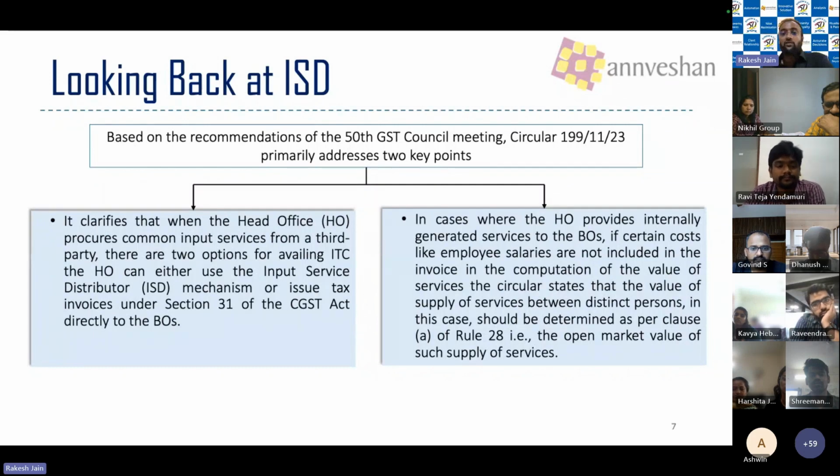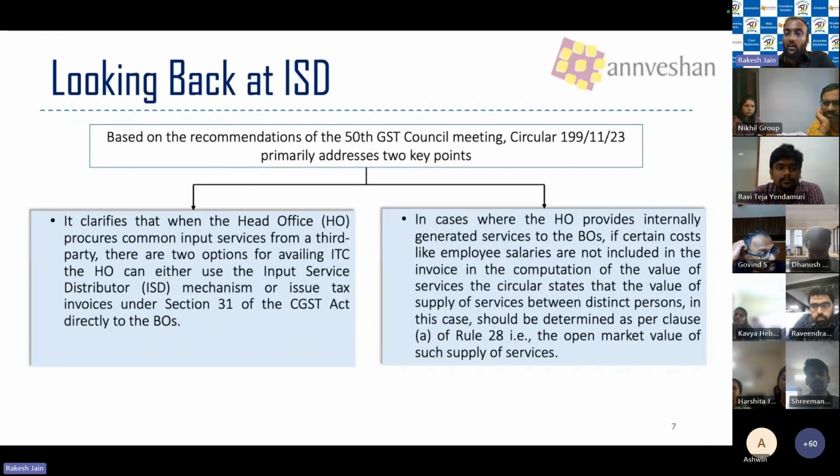The entire accounting team or the CFO generally sits in the head office, and it also looks into the affairs of branch offices. So that's a kind of service which is internally generated and provided to various branch offices by head offices. Now, what would be the value? The value can be the open market value, for example considering the cost of the employee, which is the salary you pay. That can be one of the bases.